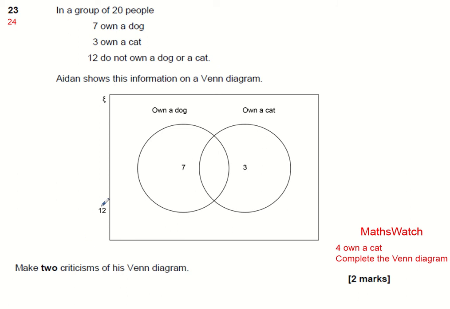First of all, this 12 should be inside the diagram. The diagram is bordered by this rectangle. There shouldn't be anything outside it except for this symbol, which is telling us that this is called a universal set. All the numbers should appear within the rectangle, so 12 should be inside.